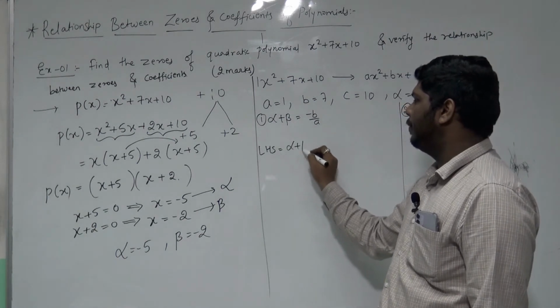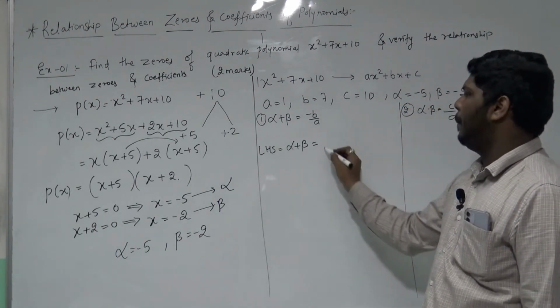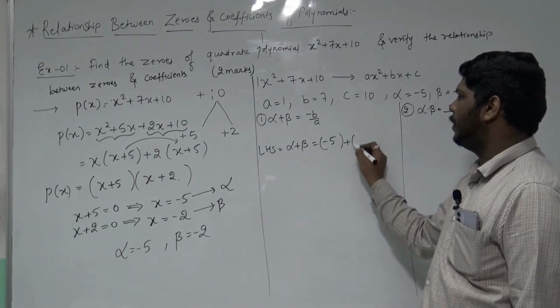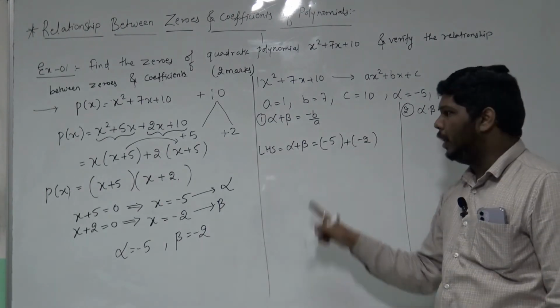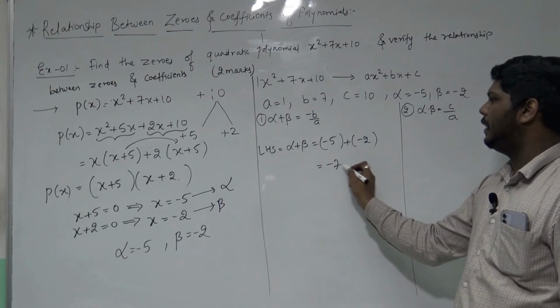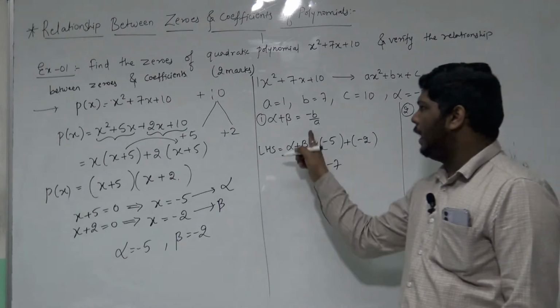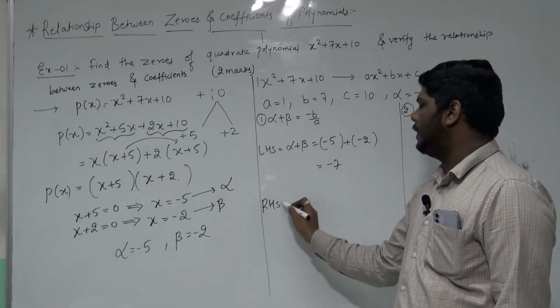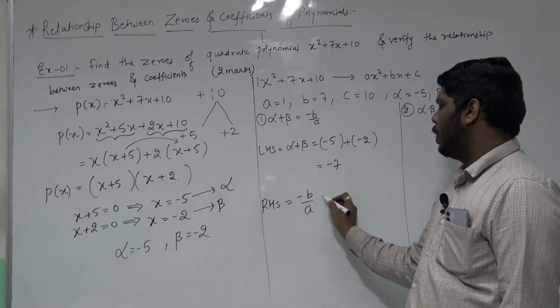So if I take the LHS here, what is LHS? Alpha plus beta. What is the value of alpha here? Minus 5 plus the value of beta, minus 2. So what is minus 5 minus 2? Is it equal to minus 7, right? And the RHS says that it is equal to minus b by a. So minus as it is.